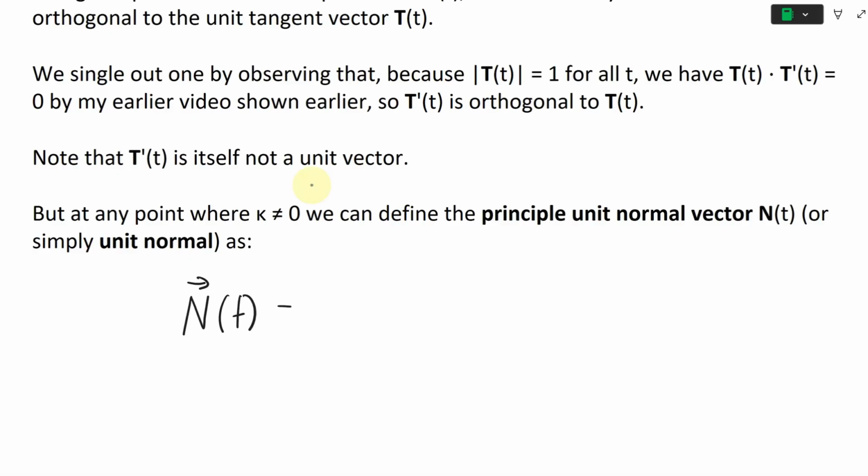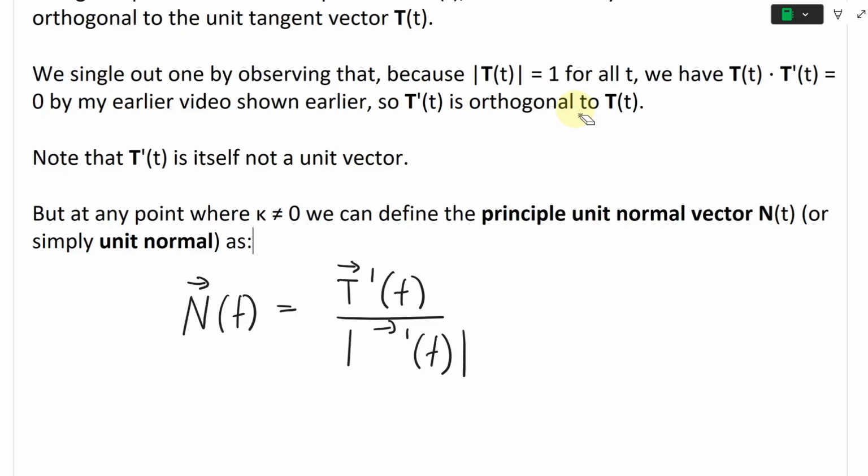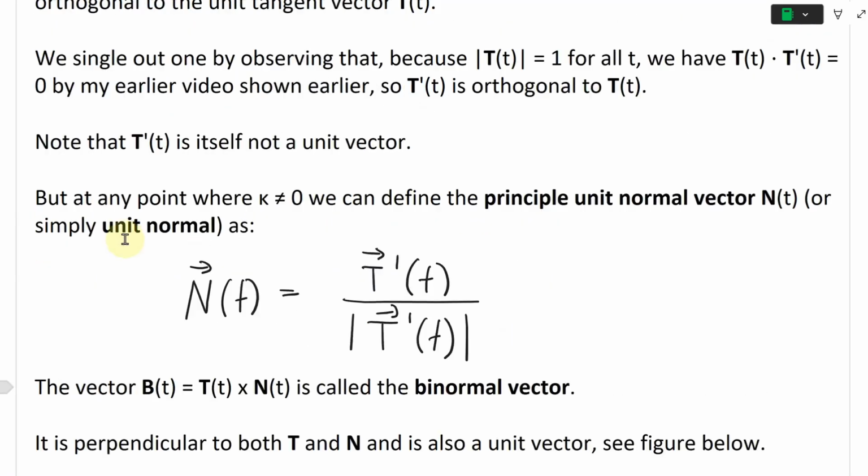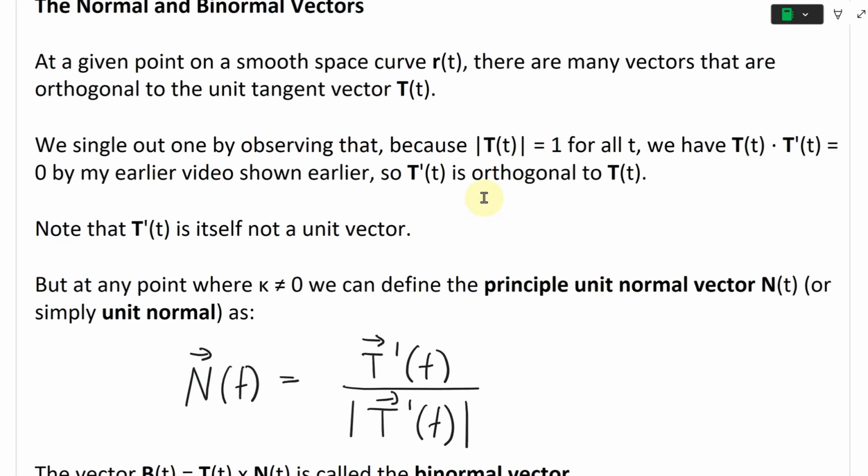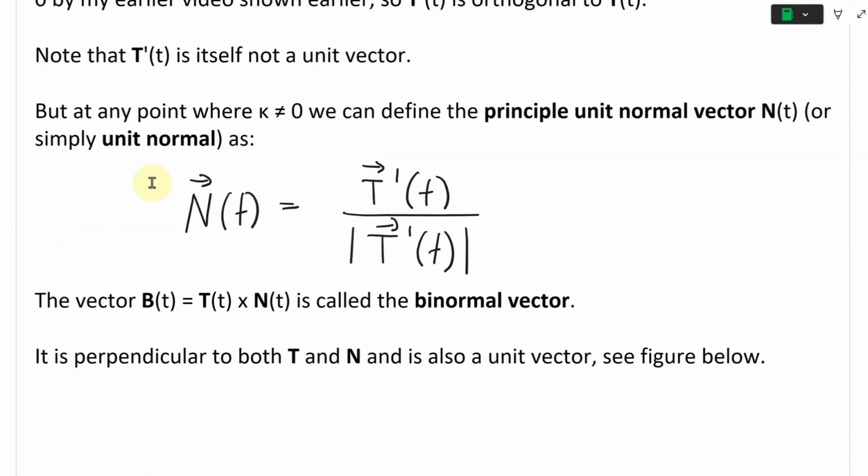Using this unit normal, because again it's orthogonal to the unit tangent vector, we take this derivative, which is orthogonal to the tangent vector, and divide it by its length. Just take the unit vector, so we divide by its actual length, and we always get 1. So now we have this unit normal, orthogonal to the unit tangent vector, at 90 degrees.